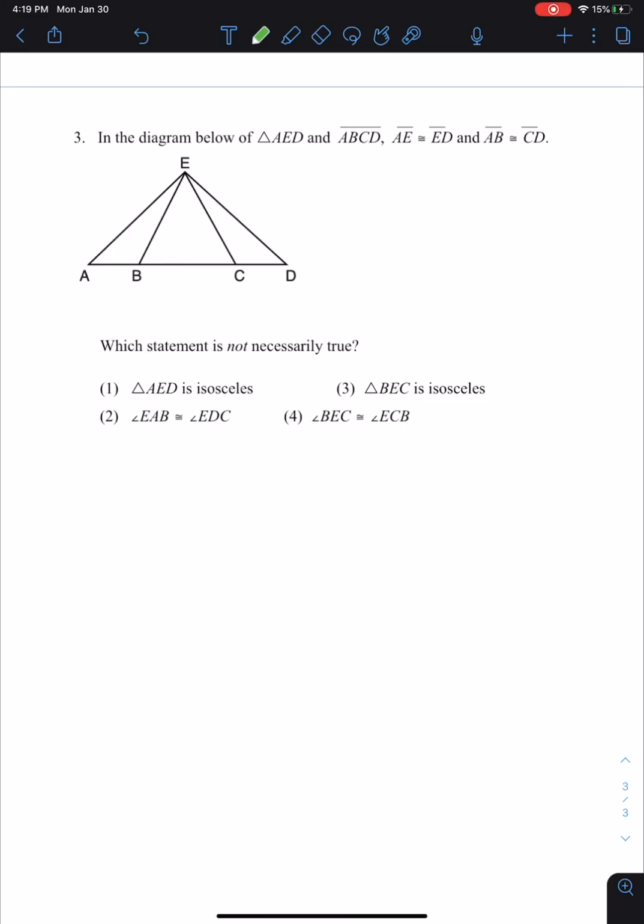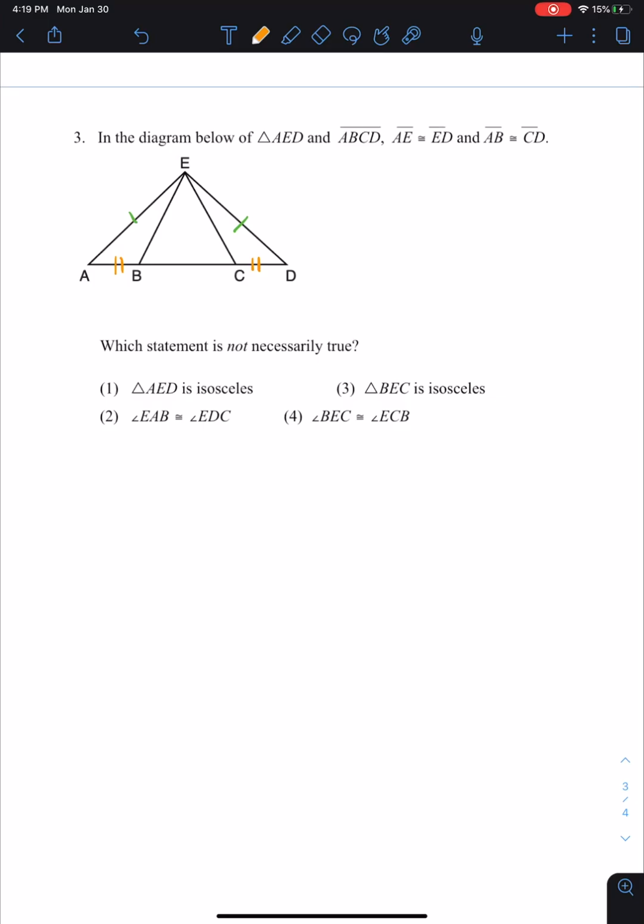In the diagram below of triangle AED and line segment BCD, line segment AE is congruent to line segment ED. So on these segments, I'm going to put 2 tick marks to show that they're congruent. And line segment AB is congruent to line segment CD. So I'm going to put 2 tick marks here. Which statement is not necessarily true?